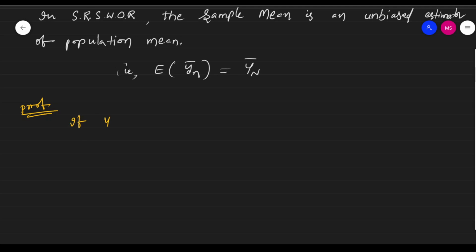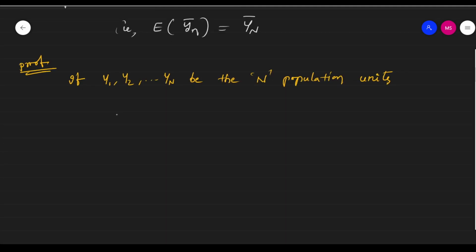Now I'm writing the basic concepts. If capital y1, y2, and so on, capital yn are the capital N population units, right, such that the first formula is the population mean. What is the population mean formula? Capital Yn bar is equal to 1 by capital N, summation i running from 1 to capital N, yi. Simply, this is the formula for population mean.